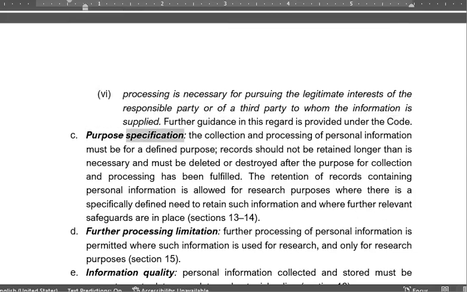Purpose specification. The collection and processing of personal information must be for a defined purpose. Records should not be retained longer than is necessary and must be deleted or destroyed after the purpose for collection and processing has been fulfilled. The retention of records containing personal information is allowed for research purposes where there is a specifically defined need to retain such information and where further relevant safeguards are in place, sections 13 to 14.